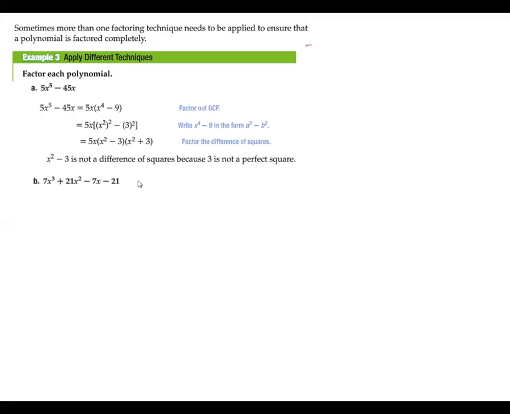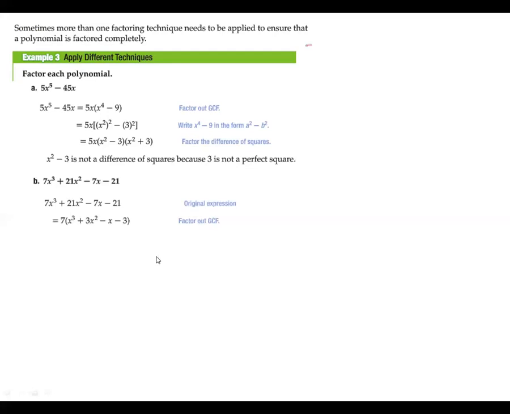All right, let's check out this one. If you notice, all of these have a factor of 7 in them. So I factor out 7. Then I get x cubed plus 3x squared minus x minus 3. Now there's no GCF of any of those. It's not a trinomial. There's no like terms to combine. But what's the other method that we learned whenever there's 4 terms?